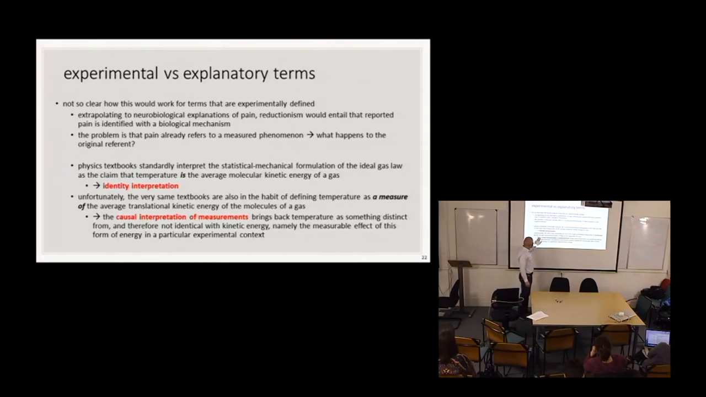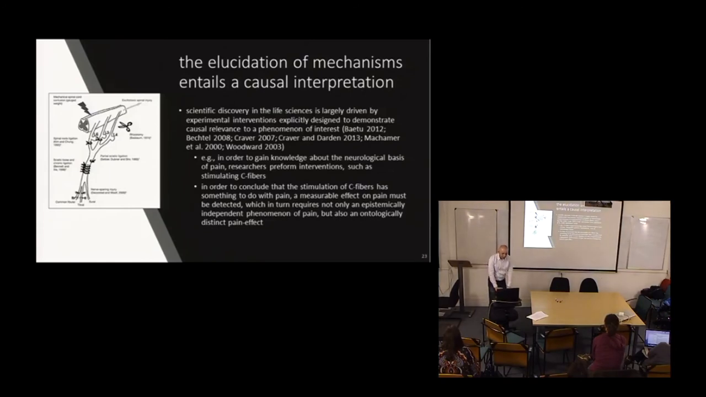So, if we adopt a causal interpretation of measurements, this brings us back to temperature as something distinct from and therefore not identical to kinetic energy, namely the measured or measurable effect of this form of energy in a particular experimental context. So it seems like there's a tension between two interpretations, one being identity and the other being some kind of causal interpretation where temperature is the effect of kinetic energy, and this effect is documented by implementing an experimental setup. So it seems like something similar goes on in the case of the elucidation of the mechanisms of pain.